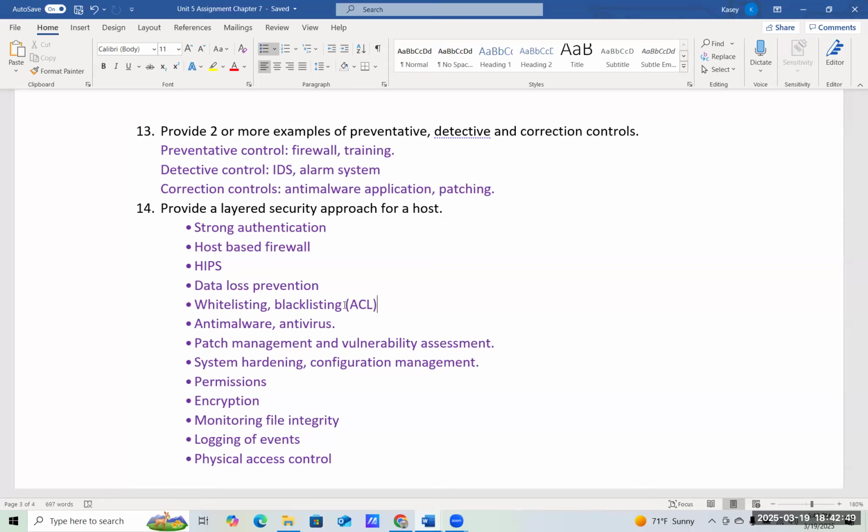So think of this as a list that you go through, like a checklist, and some of the things you already covered would encompass other areas, but in a layered security approach, you're going to have a lot of things on your list.